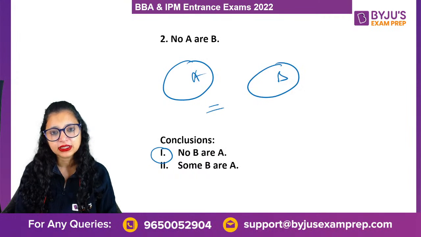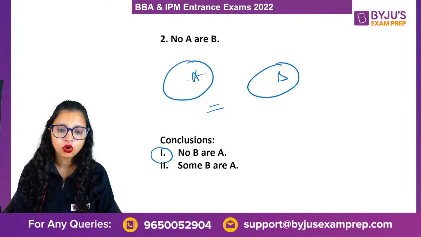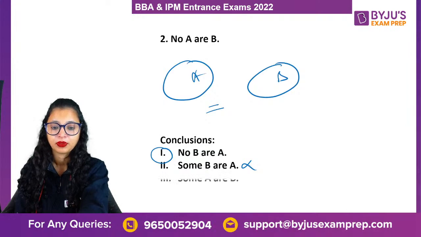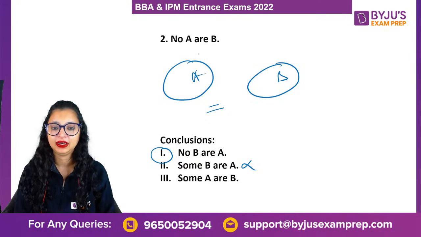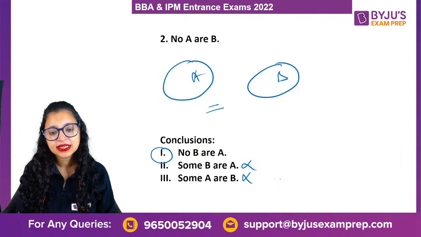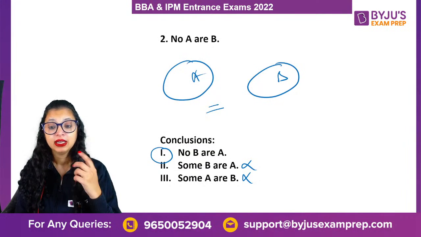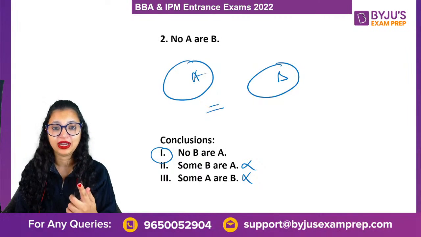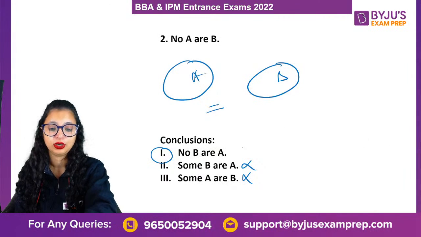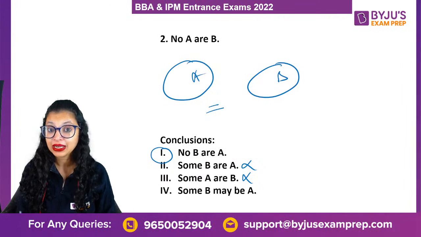Through this possibility, can you say some B are A? If there's no connect between the two, I cannot say some B are A. That's incorrect. Can I say some A are B? Again, if no A are B, how can I say some A are B? There's no connect between the two sets. If there's no connect, this conclusion is going to be incorrect. So, invalid conclusion.